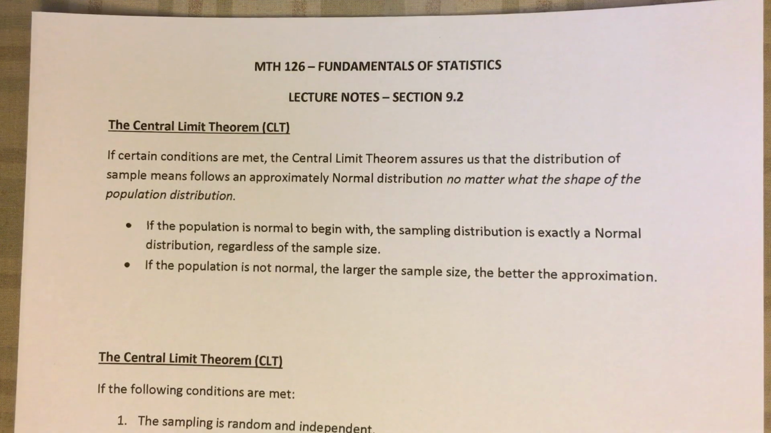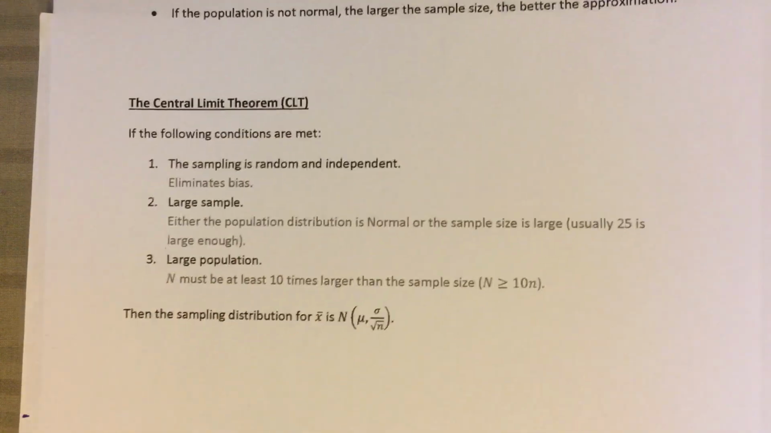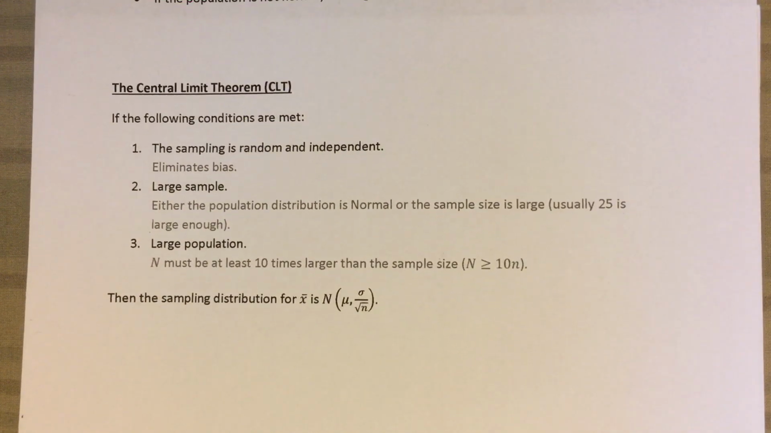If the population is normal to begin with, the sampling distribution is exactly a normal distribution. If it's not normal, then it's an approximation. The larger the sample size, again, the better the approximation. The larger the sample size, the more precise, the less variation, the lower the standard error, and all of those things go together.